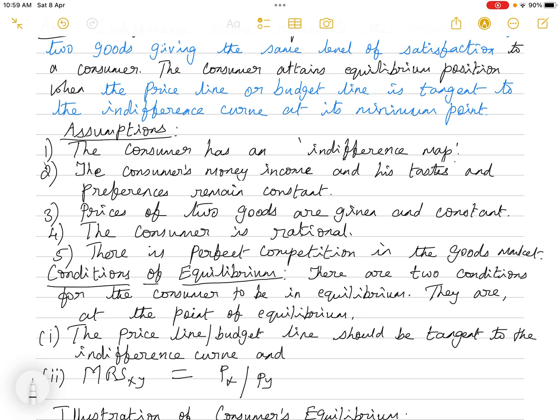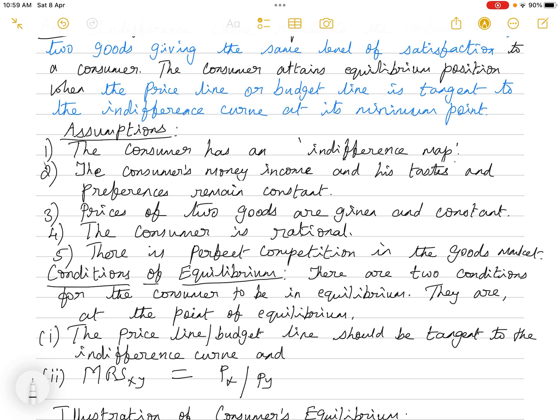The second one: the consumer's money income and his tastes and preferences remain constant. The third one: the prices of the two goods are given and constant. So both the income as well as the prices remain constant. Given the prices and money income, the consumer has to choose which indifference curve, which combination, so that he will get the maximum satisfaction or the equilibrium position.